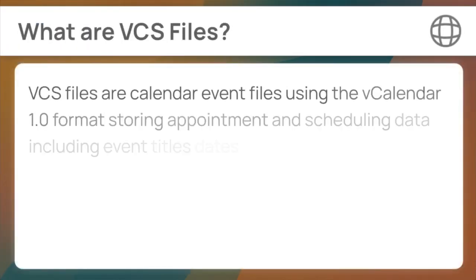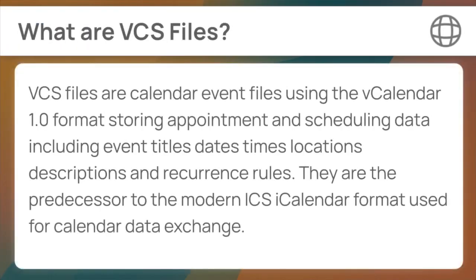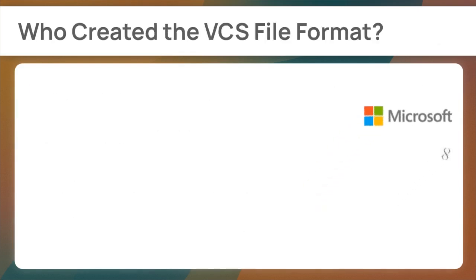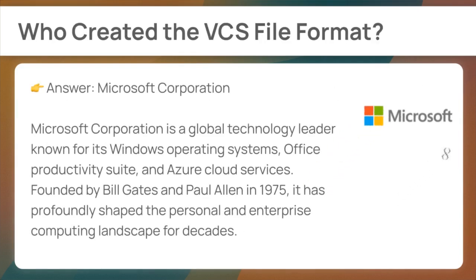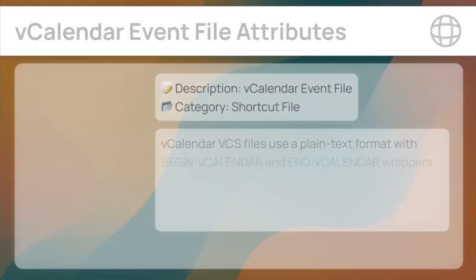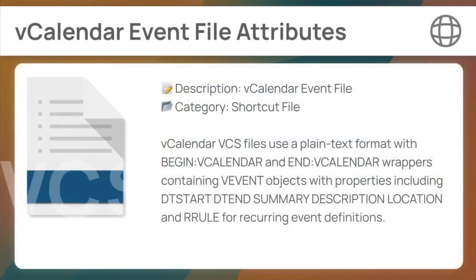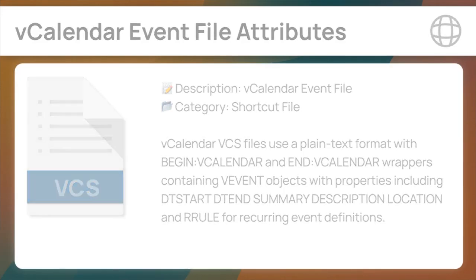VCS files are calendar event files using the VCALENDAR 1.0 format, storing appointment and scheduling data, including event titles, dates, times, locations, descriptions, and recurrence rules. They are the predecessor to the modern ICS iCalendar format used for calendar data exchange. VCALENDAR VCS files use a plain text format with BEGIN:VCALENDAR and END:VCALENDAR wrappers, containing VEVENT objects with properties including DTSTART, DTEND, SUMMARY, DESCRIPTION, LOCATION, and RRULE for recurring event definitions.